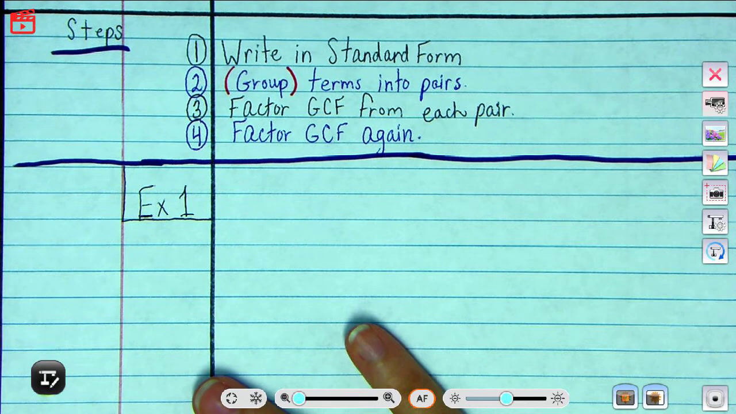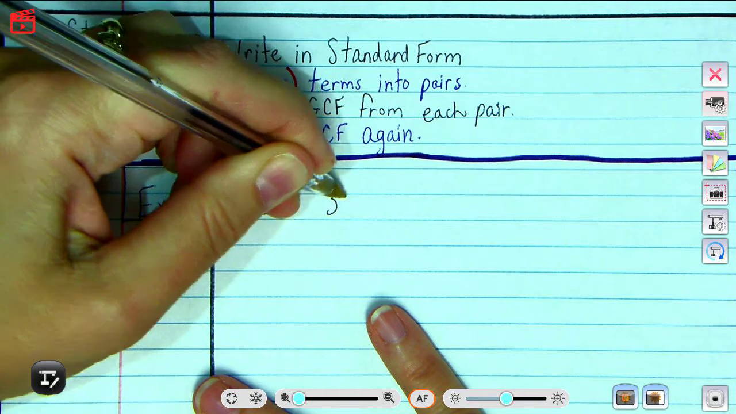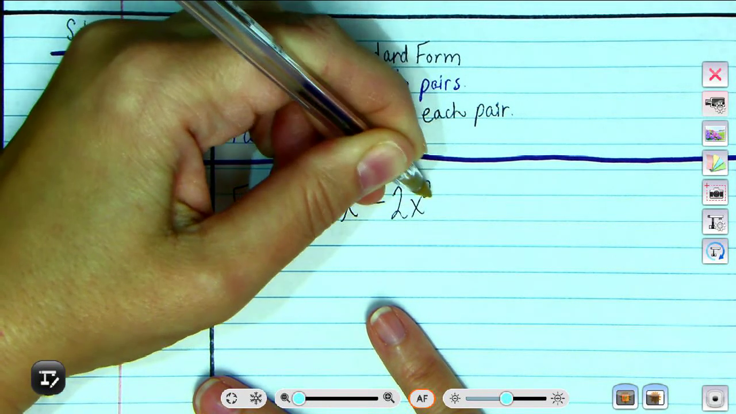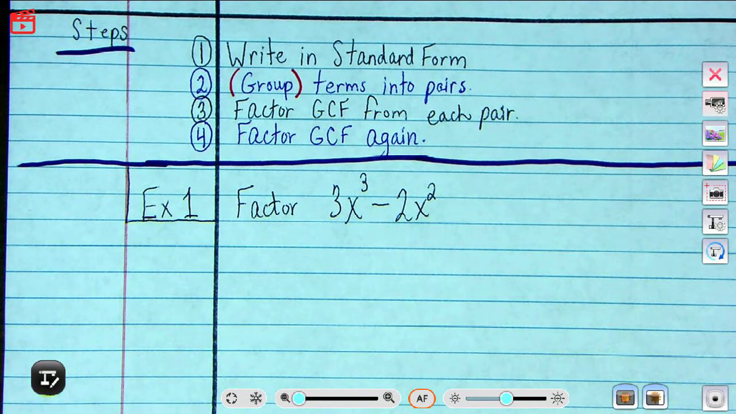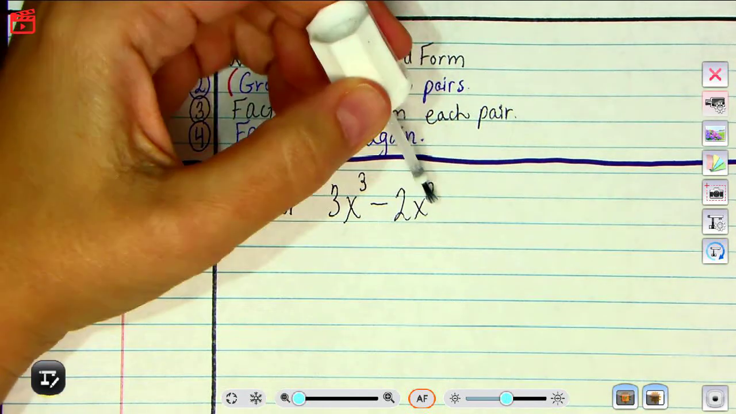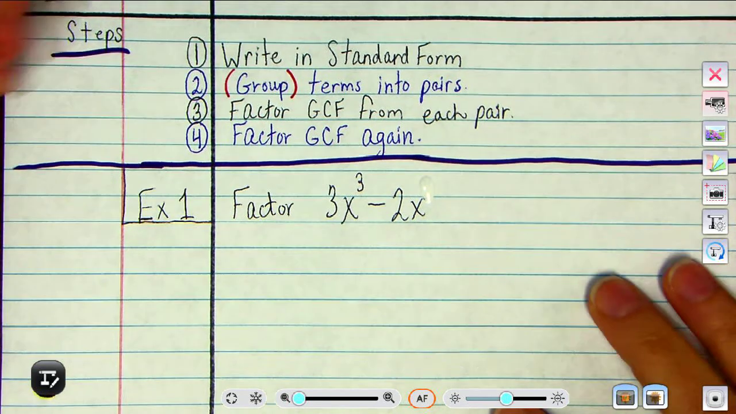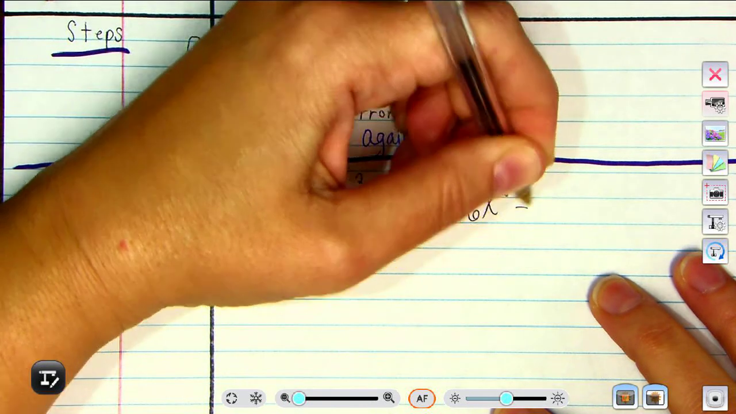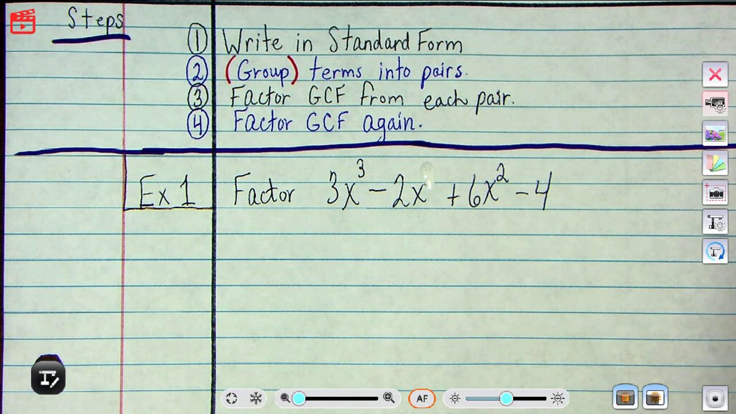All right, so we're going to factor 3x to the third minus 2x, and actually that's not a 2x squared, that should just be 2x. So 3x to the third minus 2x, plus 6x squared minus 4. So I want you to notice we have 4 terms here. It's not a trinomial. We've got 4 terms, so we're going to need to factor by grouping.